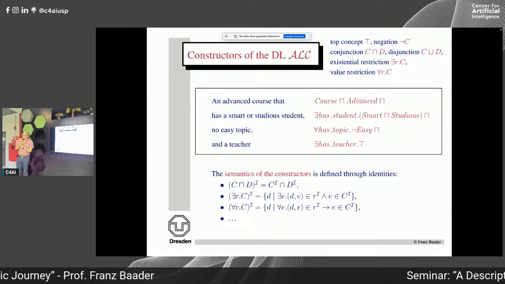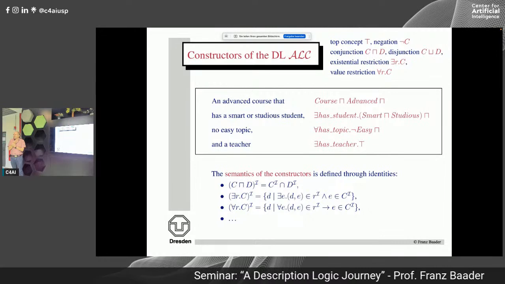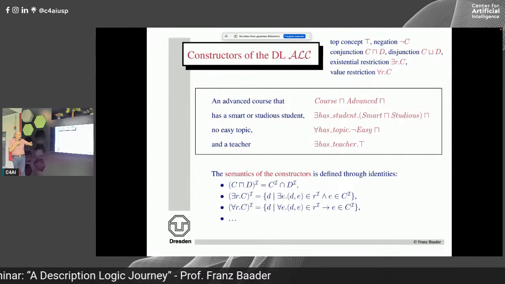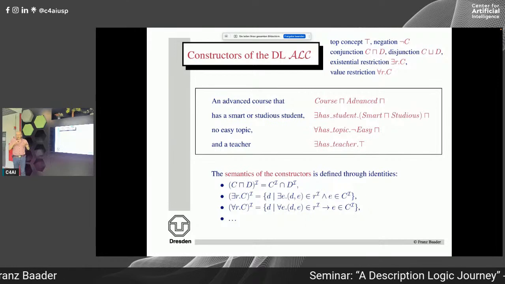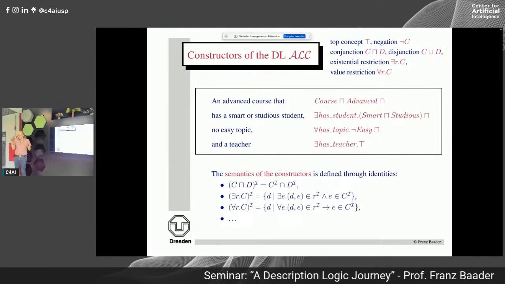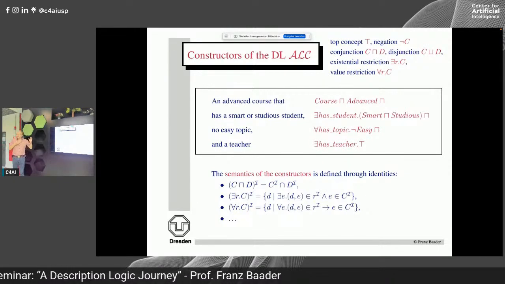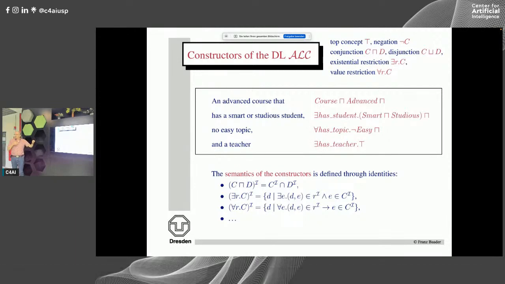Now I talked about a well-defined semantics, so we need to have unambiguous semantics. I don't want to emphasize this here, but here you see how you in principle define the semantics. You define the semantics of the constructor. So here I say, okay, this square intersection sign is interpreted as set intersection. Existential restriction, if I say there exists an R in C, then this collects all the Ds that have an R successor E, so the pair D, E should be in R, and such that the E then is in C.